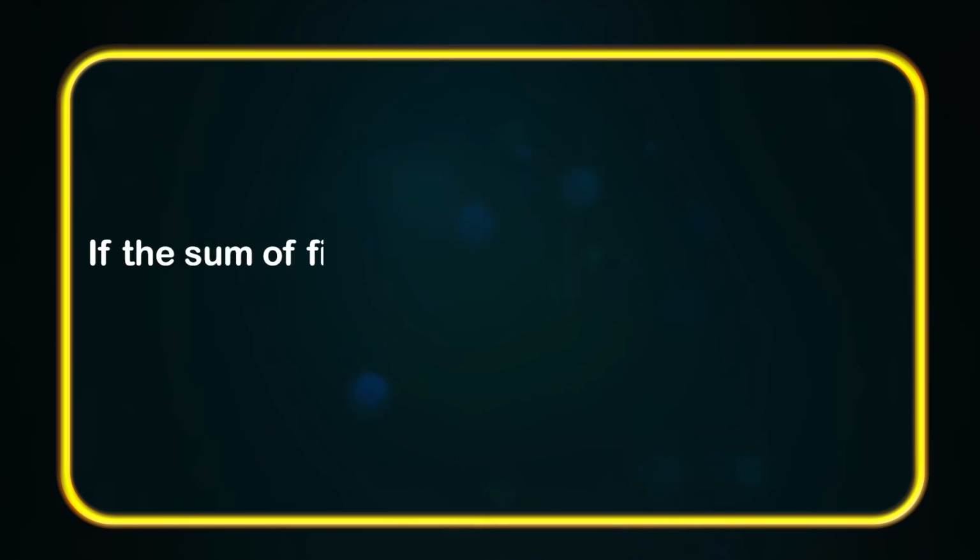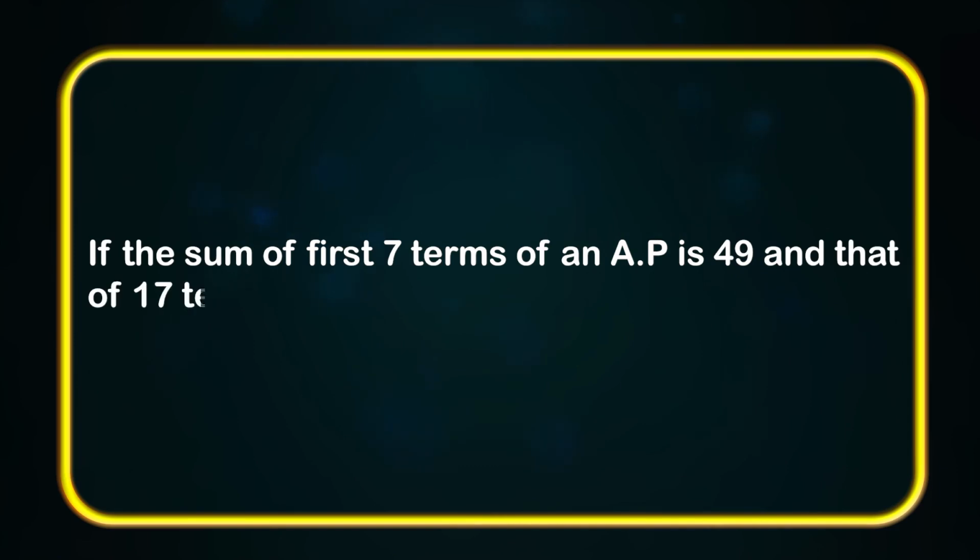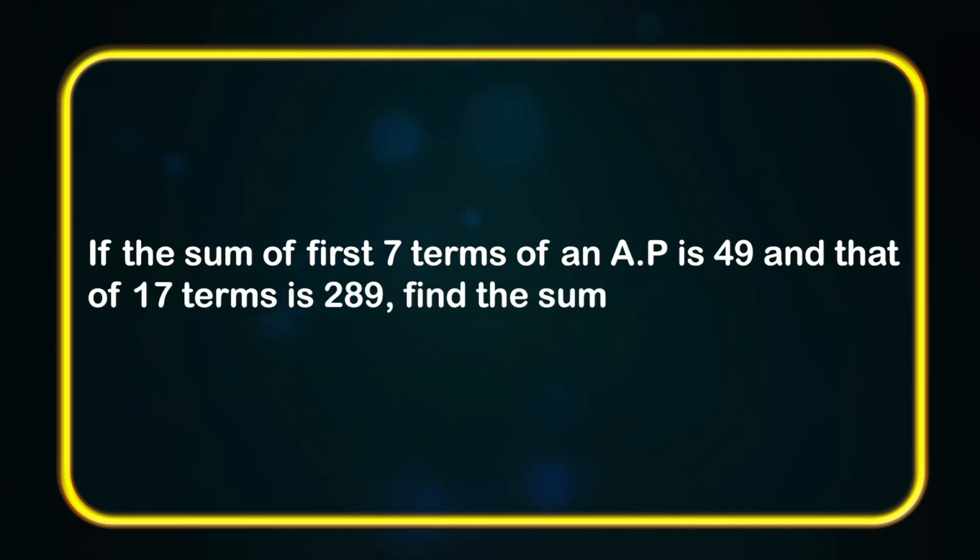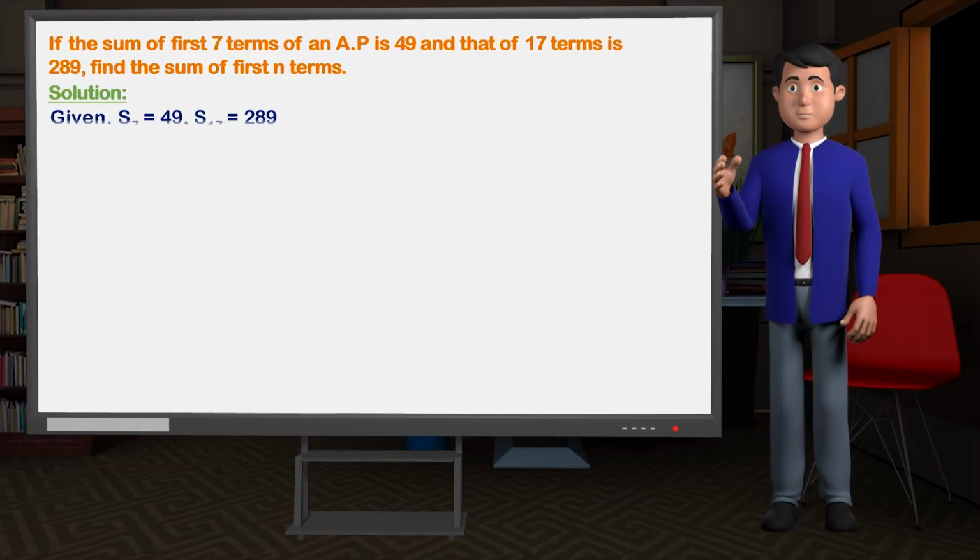The sum of first 7 terms of an AP is 49 and that of 17 terms is 289. Find the sum of first n terms. Solution. Given S7 is equal to 49, S17 is equal to 289.